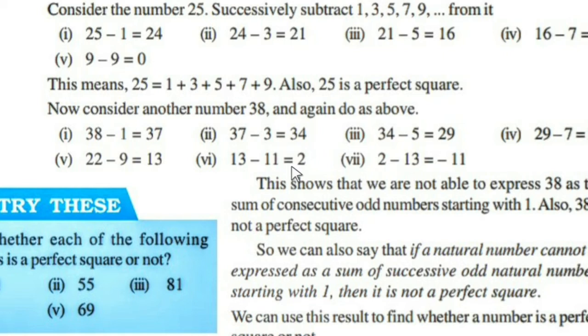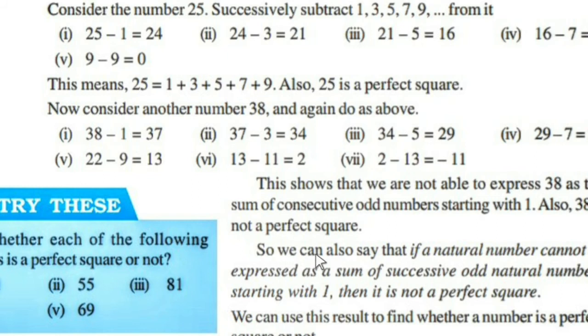And now next odd number after 11 is 13. So 2 minus 13 is minus 11. Here we are not getting 0. So this shows that we are not able to express 38 as the sum of consecutive odd numbers starting with 1. Also 38 is not a perfect square. So what we can say, 38 is not a perfect square.